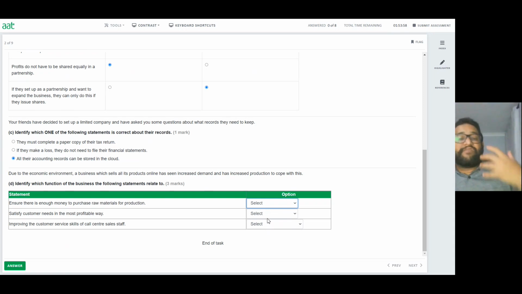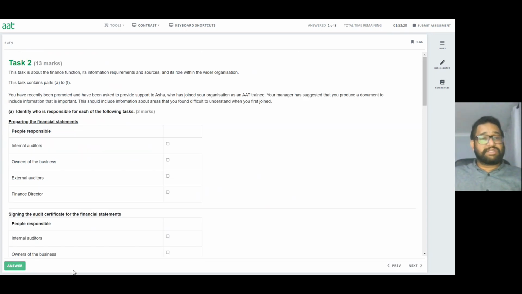Anything to do with investment will be done by the finance department. Satisfy customer needs in the most profitable way. So you sell to the amount of profit you can make, but also keep your customer happy. That's all down to your sales and marketing department. Improving the customer service skills of the call center staff, that's going to be your human resources department, because they have to hire people with expertise to handle these kinds of queries. Not everybody can do everything, you see. So HR has the responsibility of hiring the people most suitable for the given position available in the business. So I'm going to press answer and let's move on.